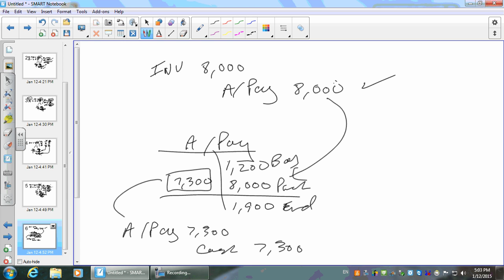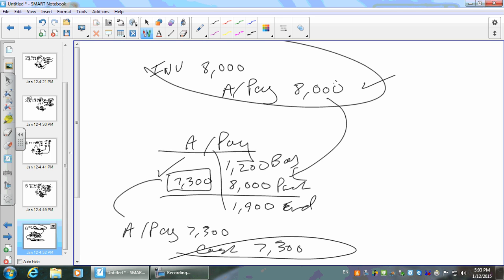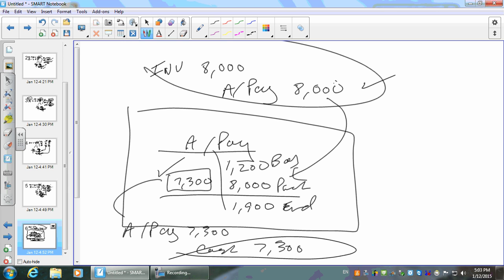So what do they want to know? Oh, how much did we pay our creditors during the month? Can anybody answer that question for me? About 7,300, huh? You didn't have to write the entry. You could just do the little T account. You didn't even have to write this entry. You could just do this, just the T account, couldn't you?